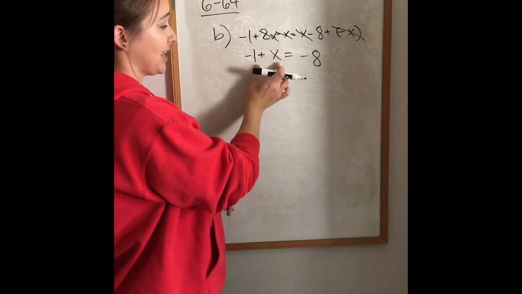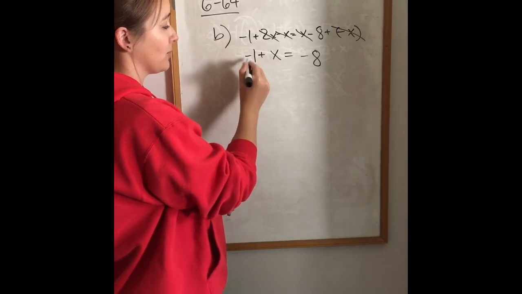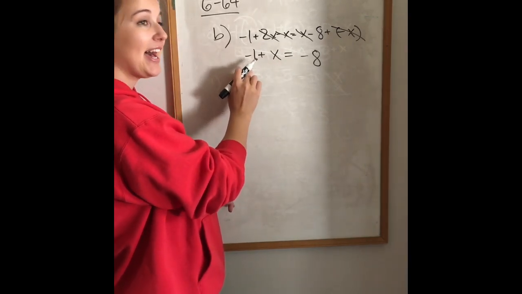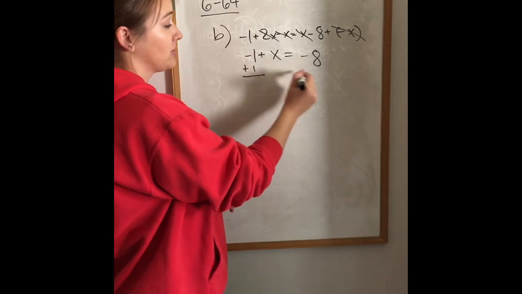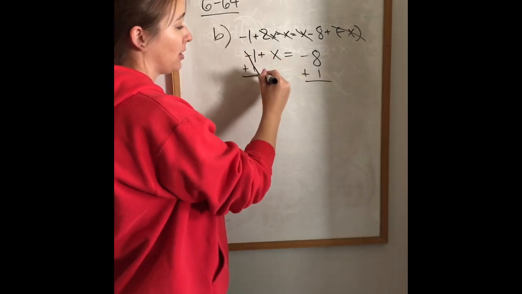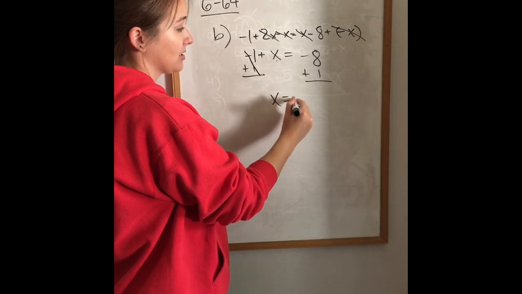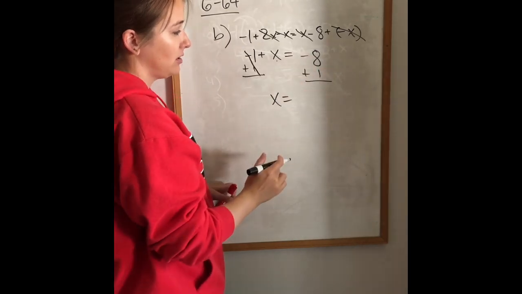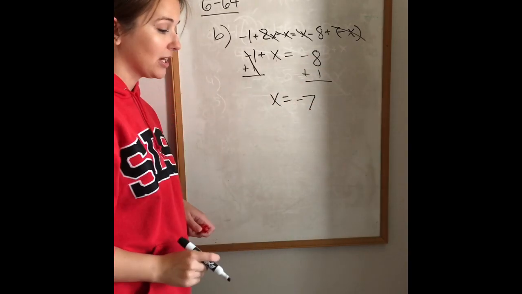Now, I still got this x and this -1 together, so I need to get rid of the -1 by adding a 1 to both sides. So that's 0. Bring down the x. I'm left with -8 plus 1, which is equal to -7.